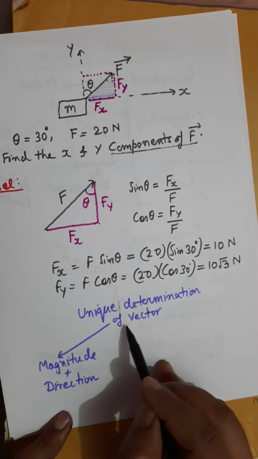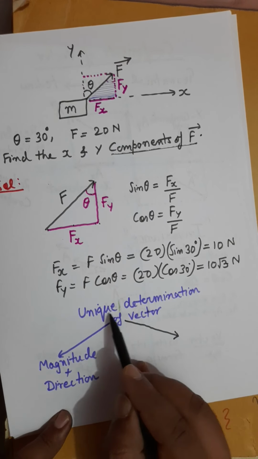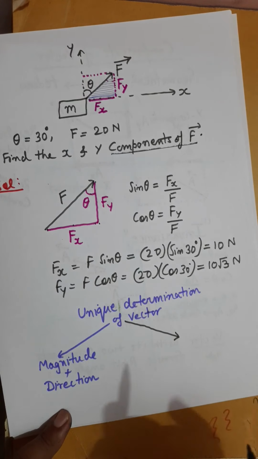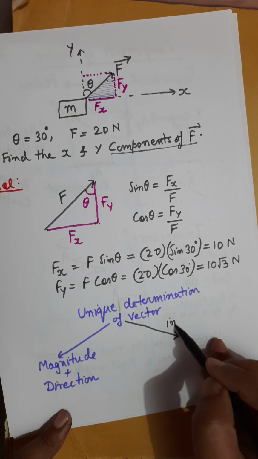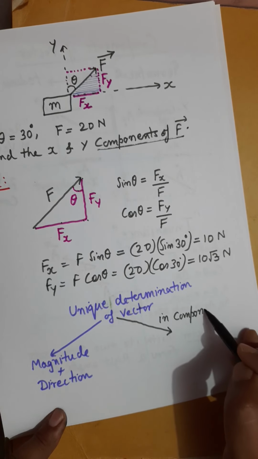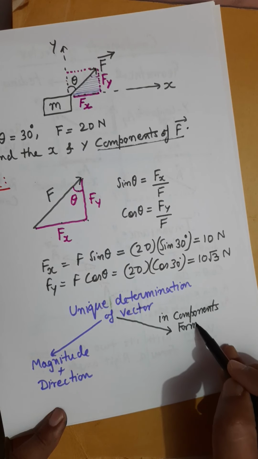Now we have just found a different way of unique determination of a vector. The unique determination of a vector can also be done in component form. Now you will use the components for the unique determination of the vector.